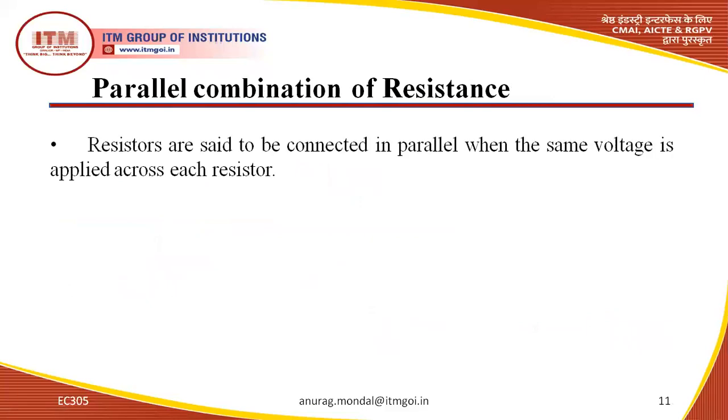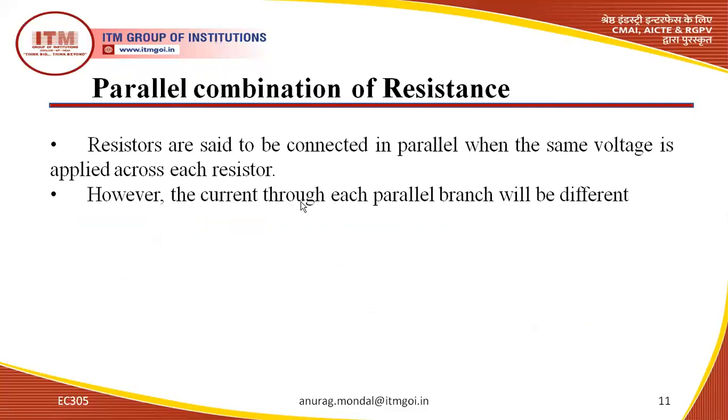Now, resistances are said to be connected in parallel when the same voltage is applied across each resistance. However, the current through each parallel branch will be different. For example, I take two resistances in parallel combination. The equivalent resistance of that parallel combination is the multiplication of the two resistances R1 and R2, and in the denominator the addition of the two resistances. That is the simple formula: the multiplication of two resistances divided by the addition of the two resistances.